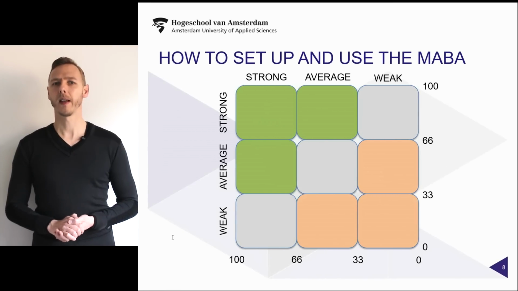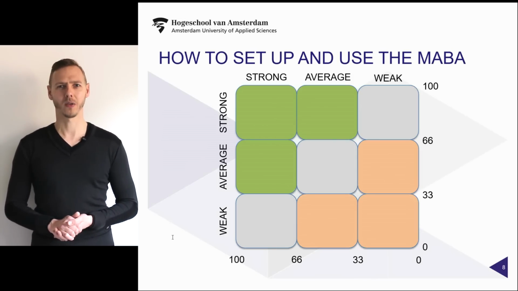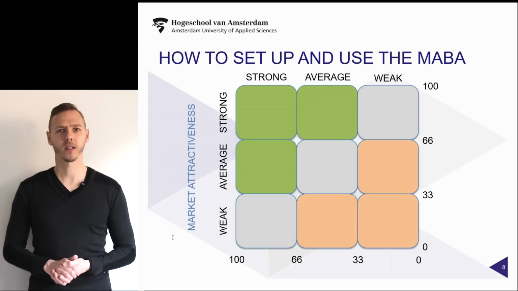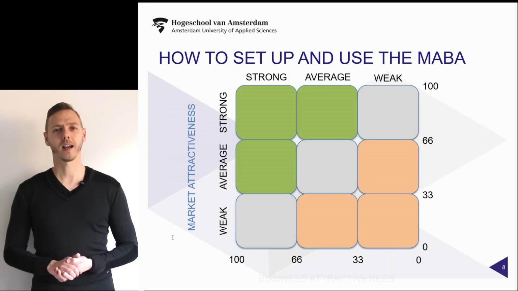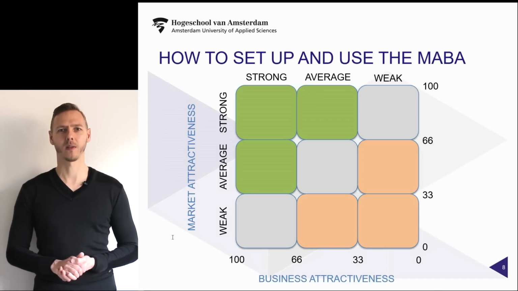Okay, so as you know, my webinars always tell you how to use the model and how to implement the model. So first, let's have a look at how you set up the model. First of all, you have 2 axes. The first axis is the market attractiveness axis. The second axis is, as I call it, the business attractiveness axis. Even though the model is named differently, I always remember it by the MA as the market attractiveness and the BA as the business attractiveness axis.